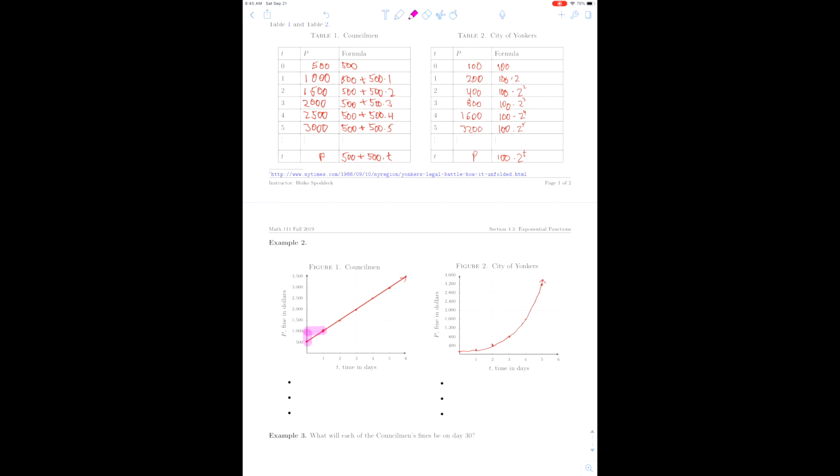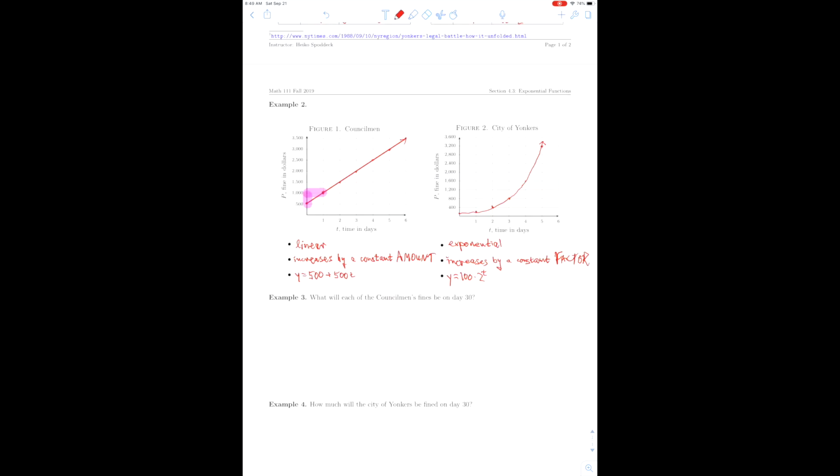Now that looks very different for the city of Yonkers, where every day the fine goes up by a different amount, but it's by the same factor. So each time it doubles. Each day we multiply by yet another 2. Those are the different characteristics that we have. And therefore our functions end up being a linear function versus an exponential function. So to summarize one more time, the linear function increases by a constant amount every time, while the exponential function increases by a constant factor.